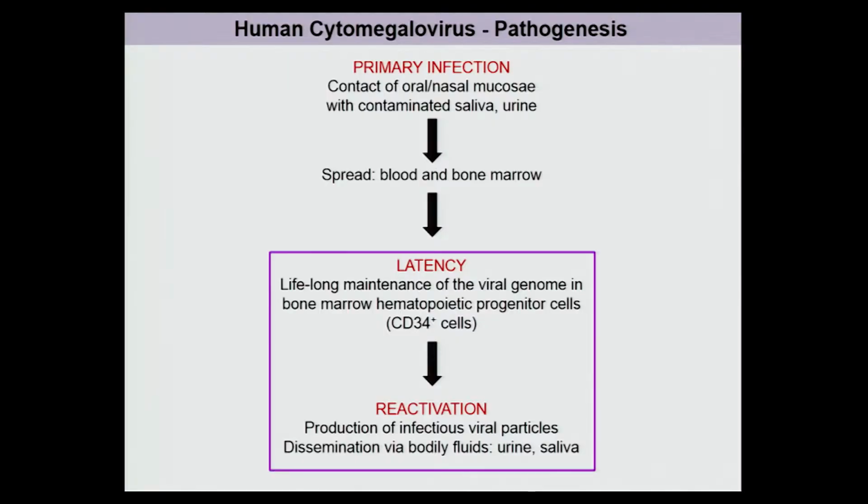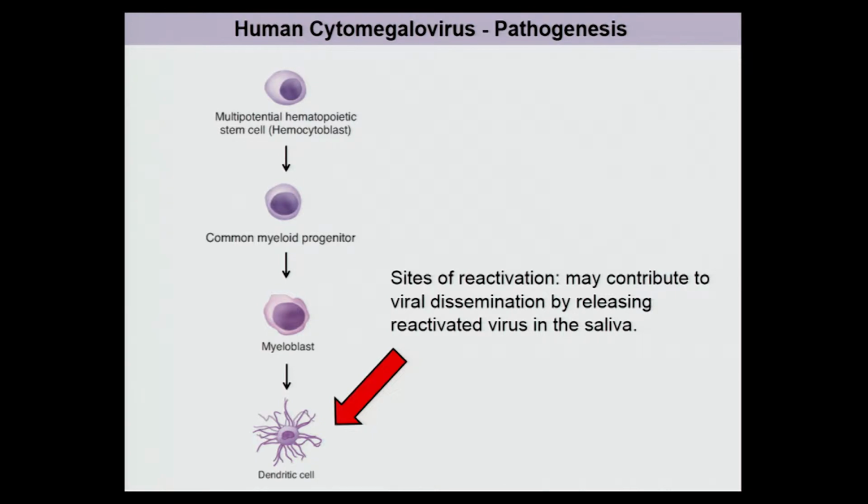For the purpose of this talk, we are going to focus on the latency and reactivation part of CMV pathogenesis. As I said before, the hematopoietic stem cells are one of the sites where CMV is able to establish latency. Those cells are going to originate all the cells in the blood. So any latent genome that is present in the hematopoietic cells is going to be carried over to differentiated cells, including dendritic cells. The dendritic cells are very important for CMV pathogenesis, mainly a subtype that is present in the oral mucosa called Langerhans type cells.